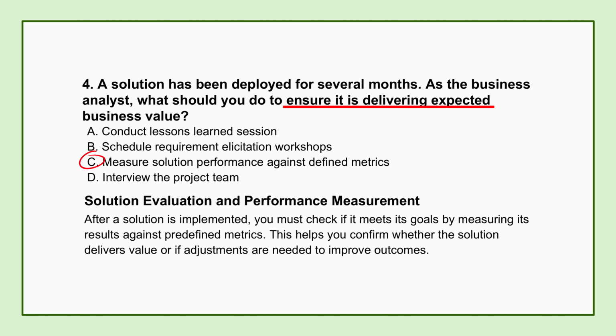Makes sense. The explanation says basically you need proof, objective evidence. Compare how the solution is actually performing against those targets or metrics you set up based on the original goal. That's solution evaluation, performance measurement territory. Definitely. And it really highlights that the BA's job doesn't stop at launch, does it? You have to circle back.